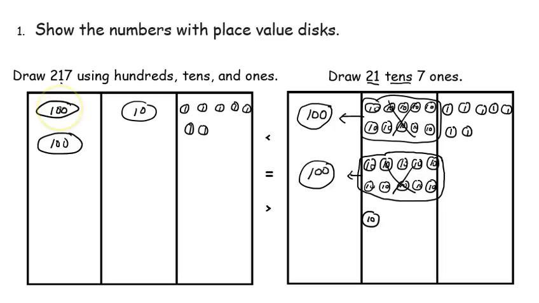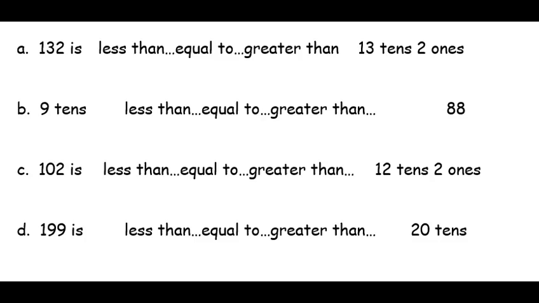Once I do that, I can see now that my two place value charts are equal. They both have 2 hundreds, 1 ten, and 7 ones. So we'll say they're equal. That means that 217 is equal to 21 tens and 7 ones. Now let's do that same type of comparison without using a place value chart.